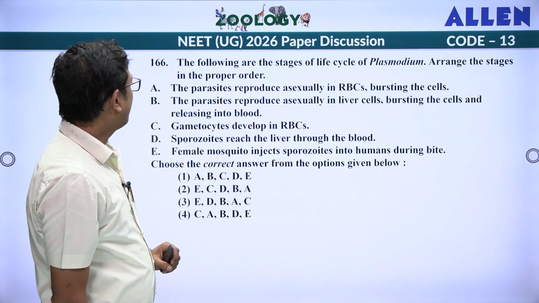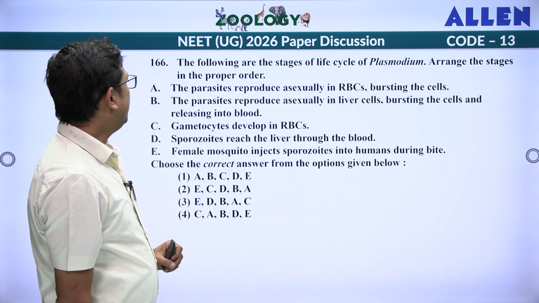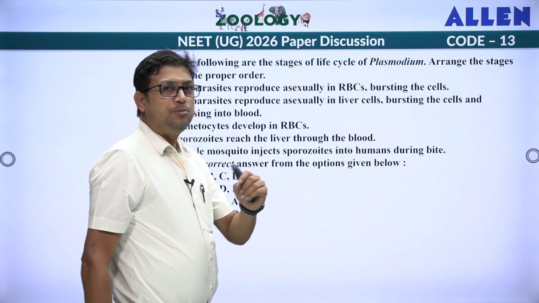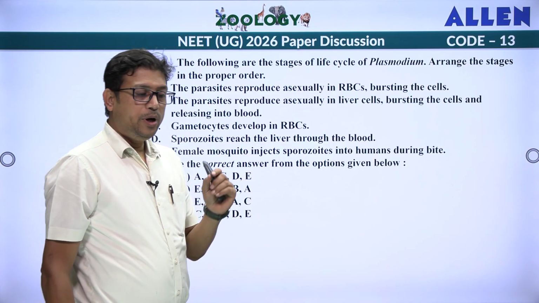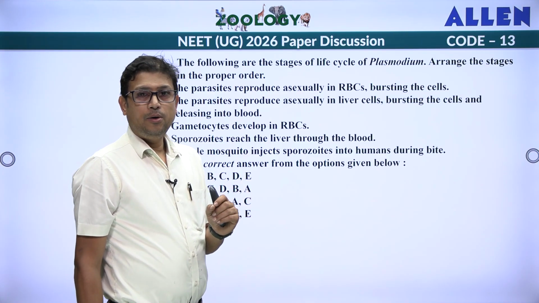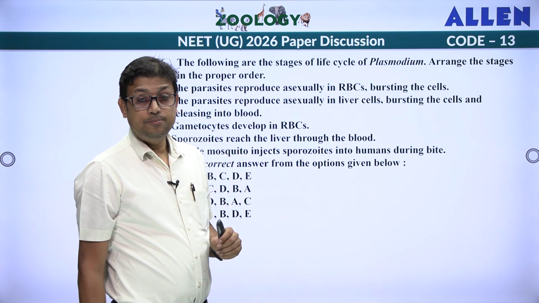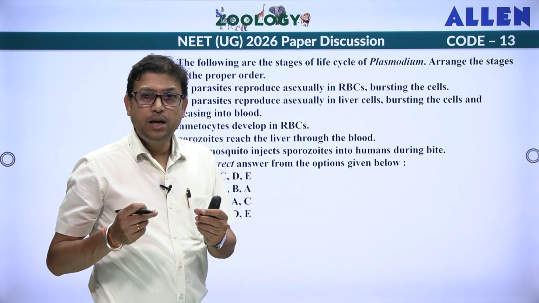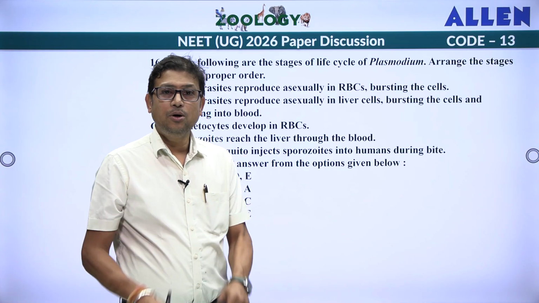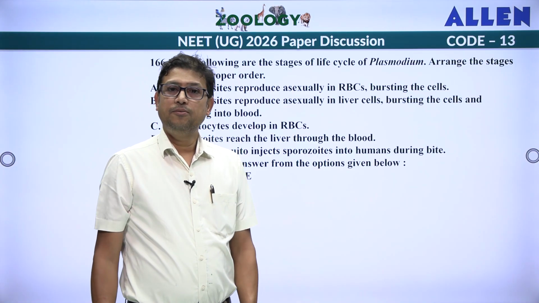Next. The following are the stages of life cycle of Plasmodium. Arrange the stages in the proper order. So generally, how does the Plasmodium enter into our body? When a female Anopheles mosquito bites you, from the salivary gland it will transfer the sporozoites into our blood. Then from our blood, what happens? Within an hour they disappear from our blood and enter into the liver. Why? To escape from the phagocytic action of our WBC.